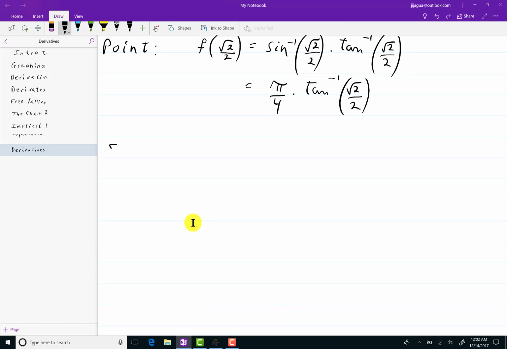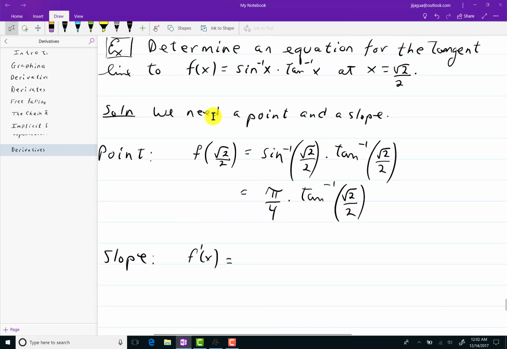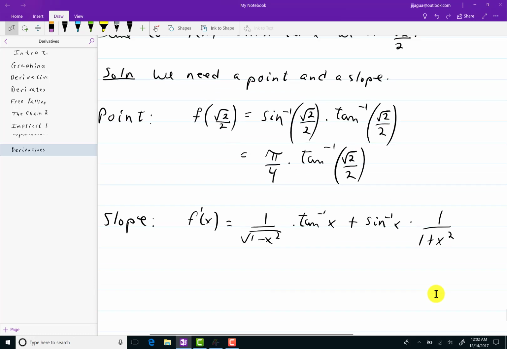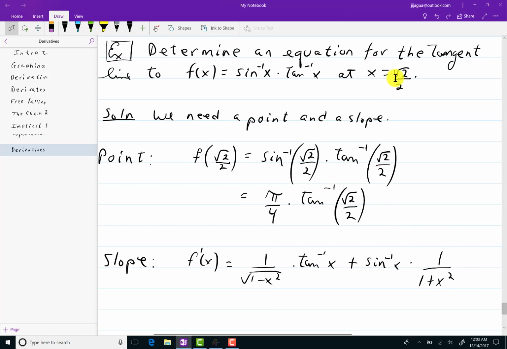For the slope, I need to take the derivative. So f prime of x equals, I'm going to use the product rule, take the derivative of sine inverse first. So I'll have 1 over the square root of 1 minus x squared times tan inverse of x plus inverse sine of x times the derivative of arctan, 1 over 1 plus x squared. So now if I want the slope, I have to plug in radical 2 over 2.